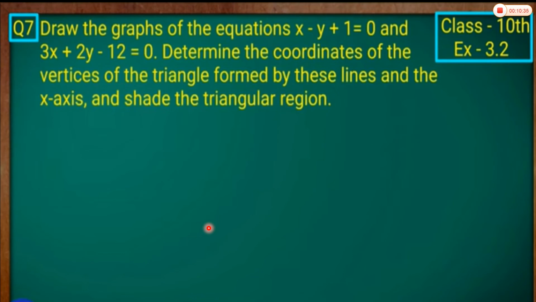Next, let's see question 7. Draw the graph of the equation x minus y plus 1 equal to 0 and the second equation 3x plus 2y minus 12 equal to 0. Determine the coordinates of the vertices of the triangle formed by these lines and the x-axis. The triangle formed by these two lines and the x-axis, and shade the triangular region formed from these equations and the x-axis.